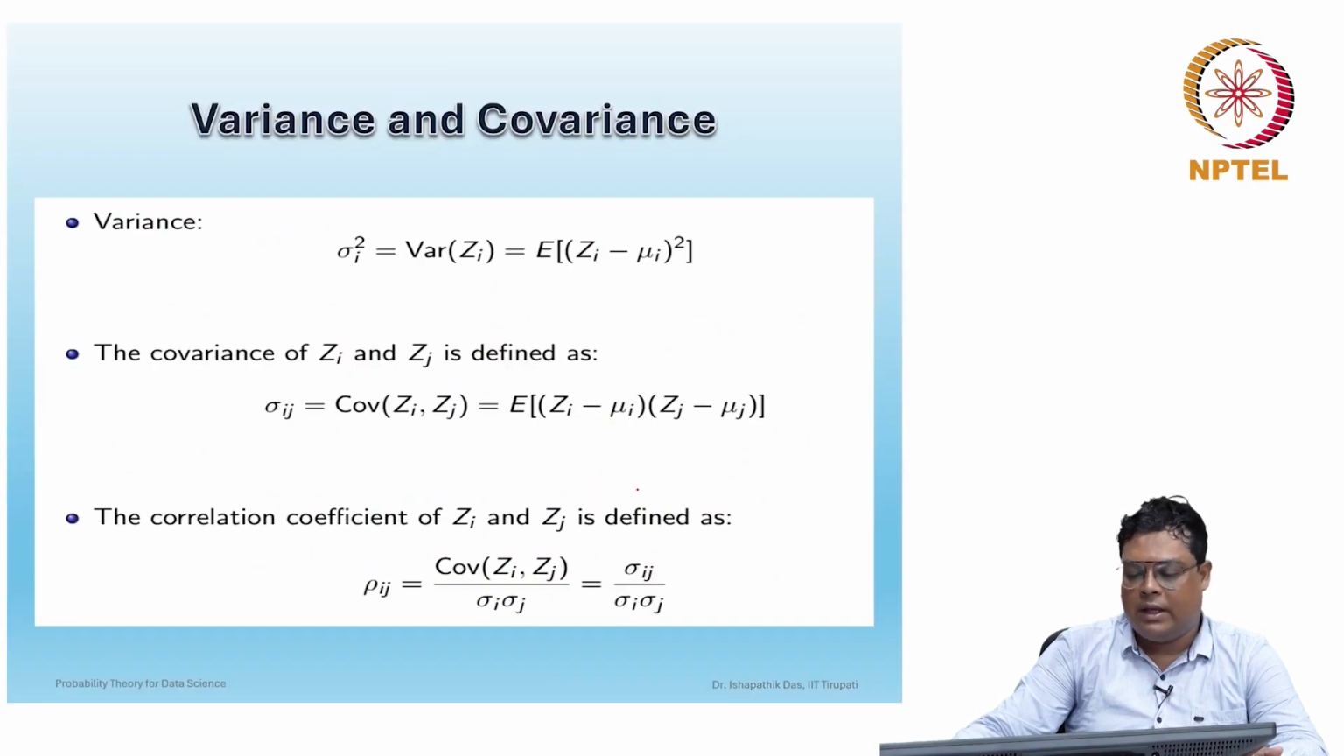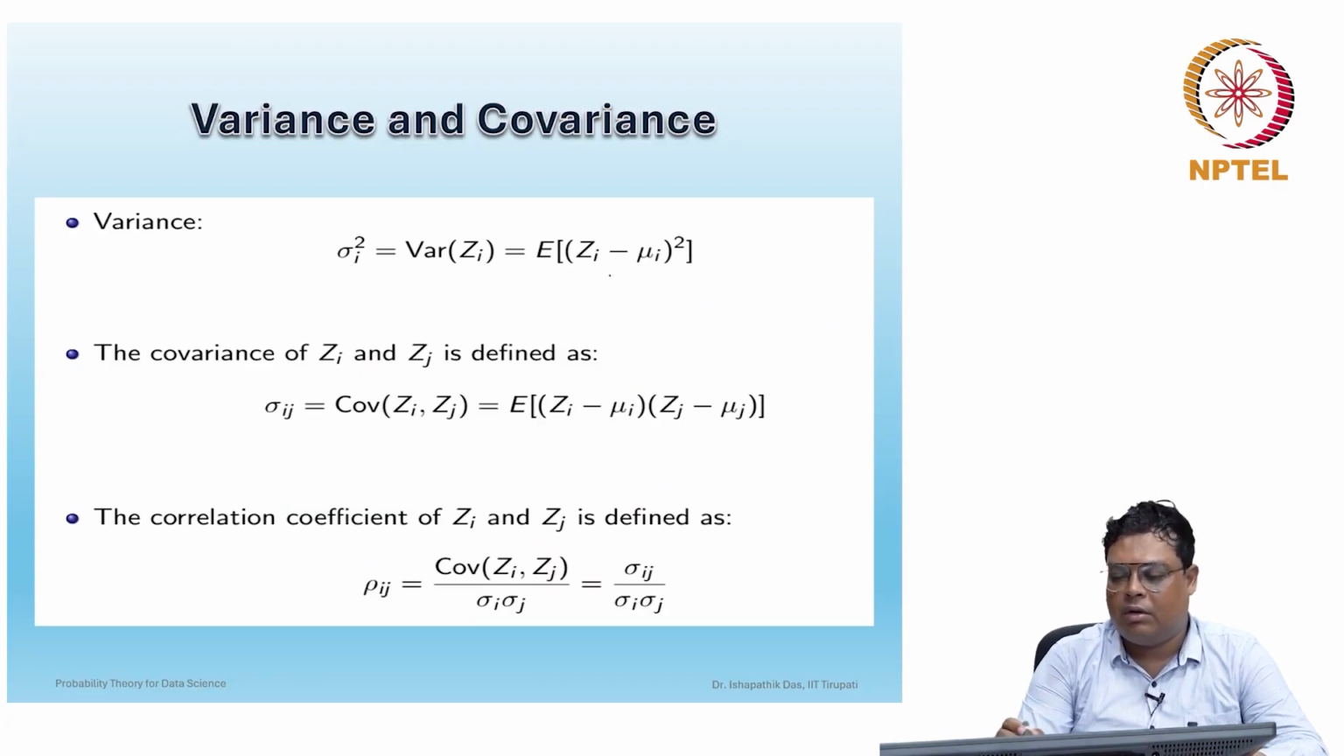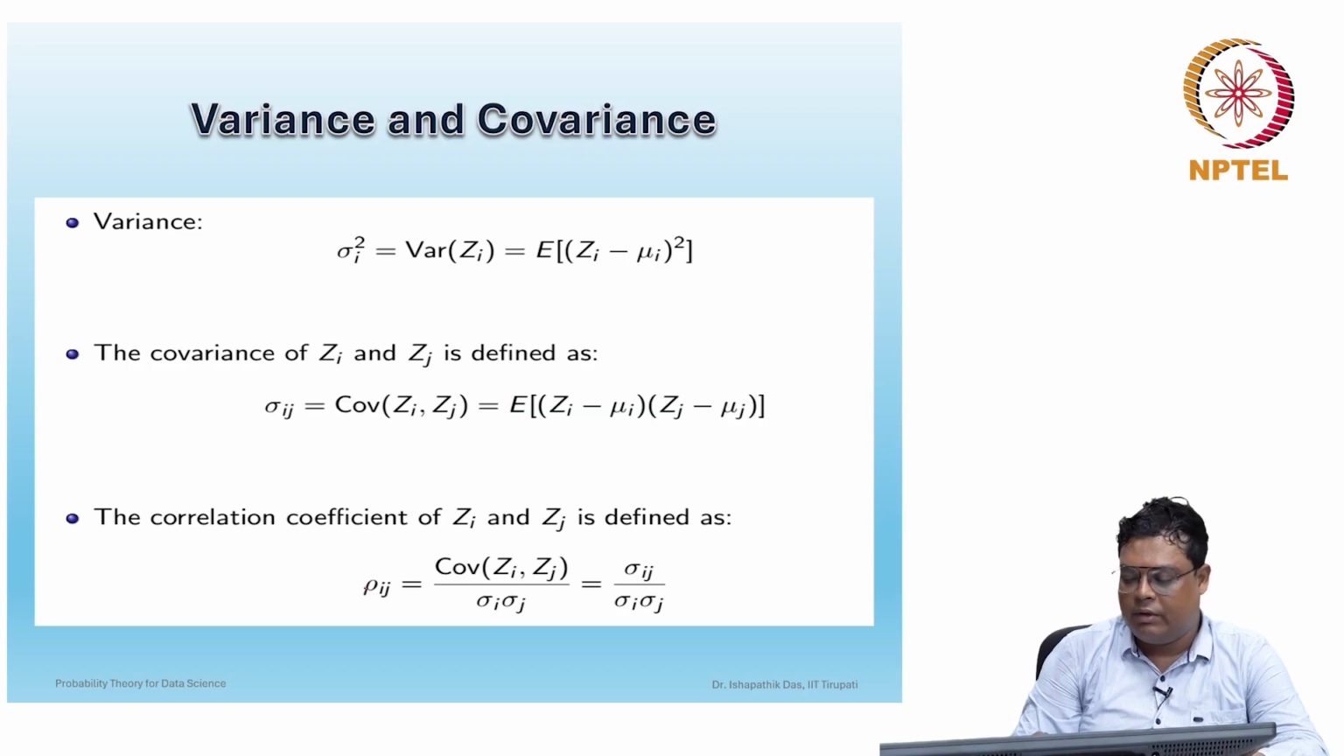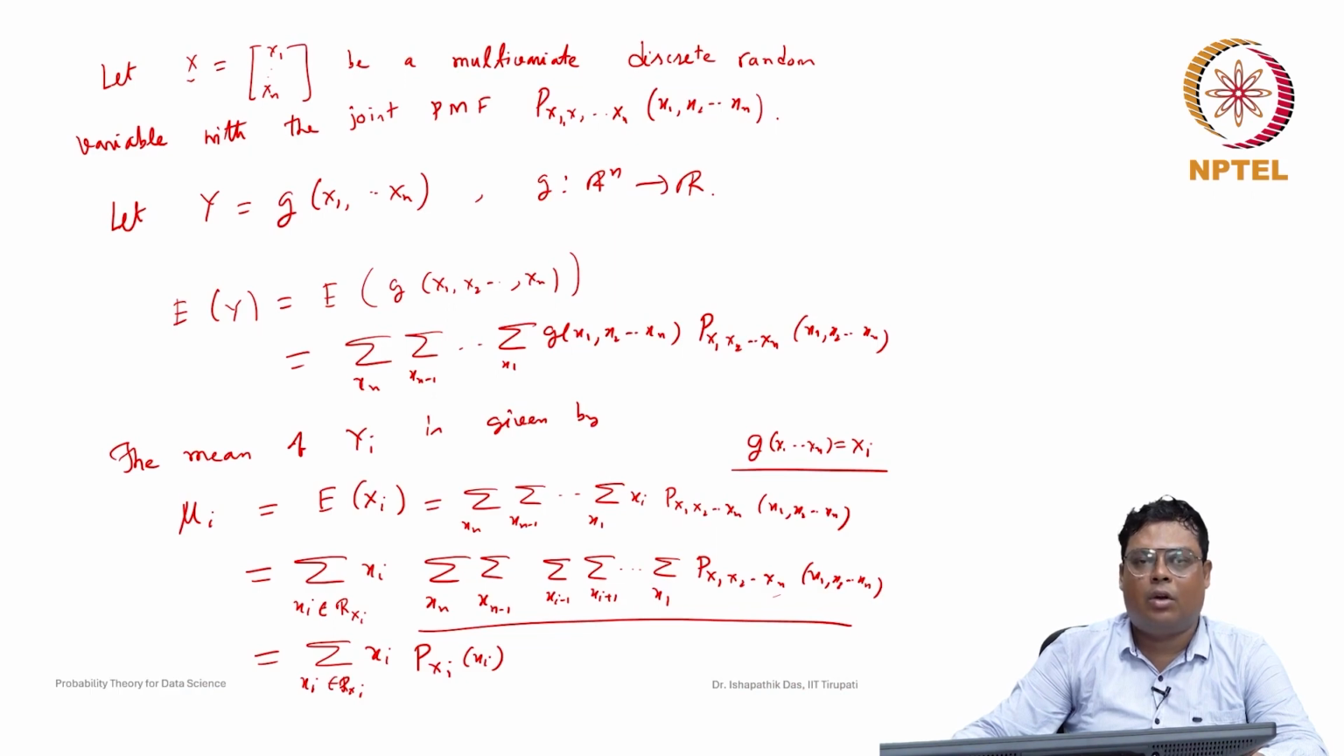So here you can see those things discussed: covariance between zi and zj. Here we did not use the same variable; this is just a change of variable in this slide. We used zi, zj instead of xi, xj, and rho ij is covariance sigma ij divided by sigma i into sigma j. So this is the covariance and correlation coefficient between two random variables.